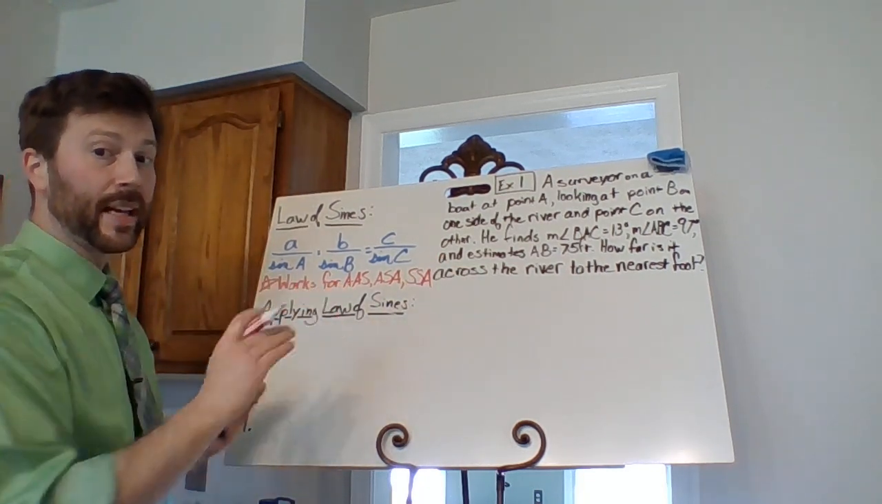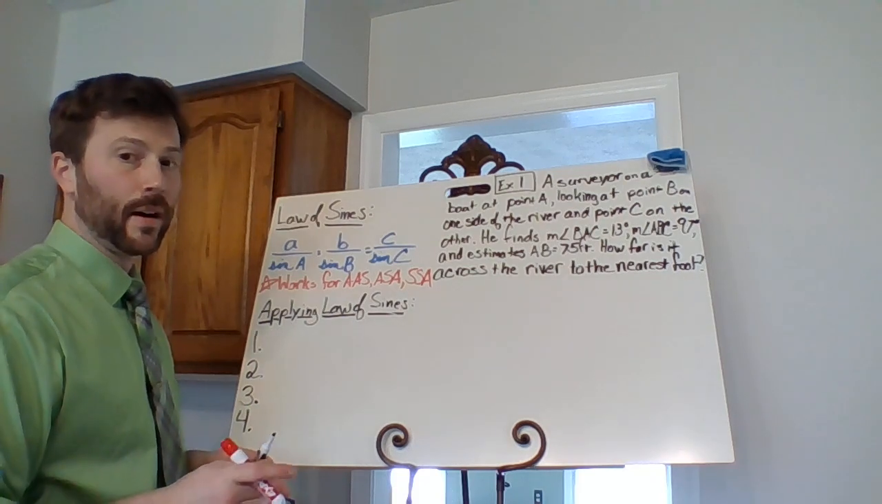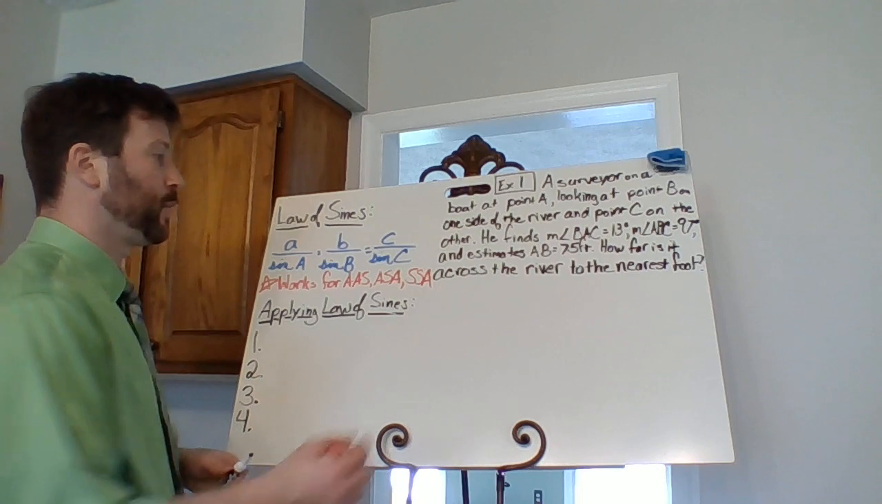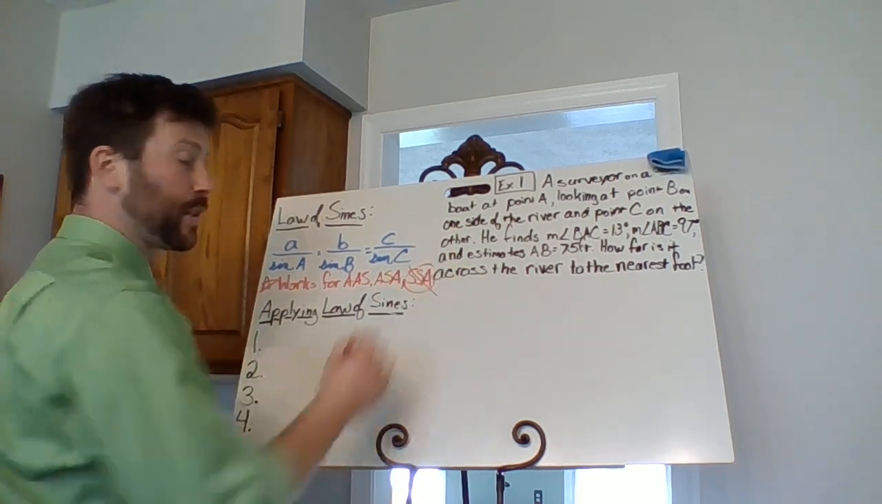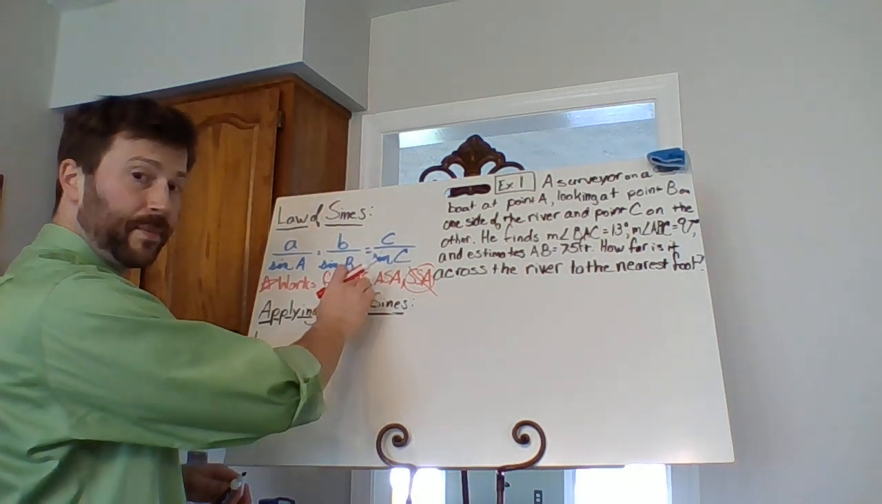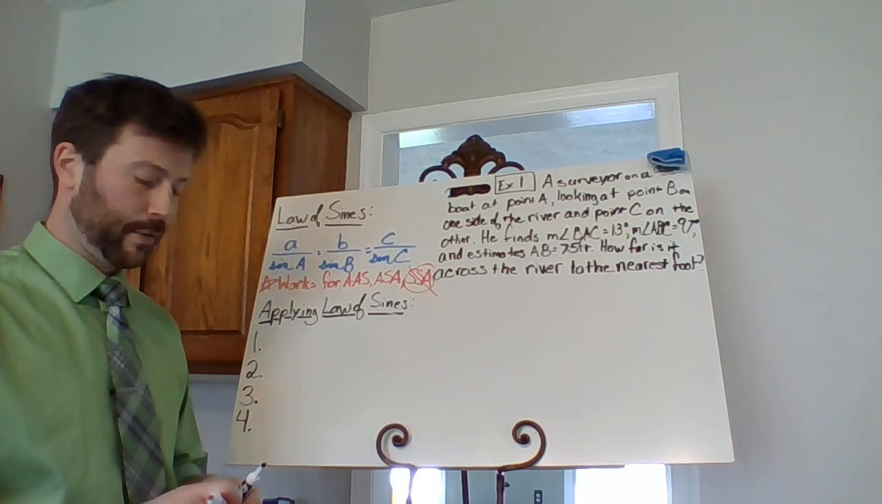Side, side, angle is one that the law of sines works for, but it's what's called the ambiguous case of the law of sines. So we're going to try to avoid this for right now. We might come back to it if we have time. So for right now, don't worry about side, side, angle. Think about angle, angle, side, and angle, side, angle. If it's either of those two setups, law of sines is going to work very well for us.